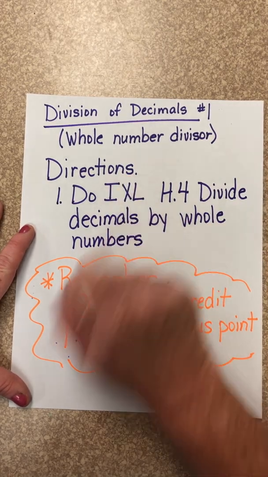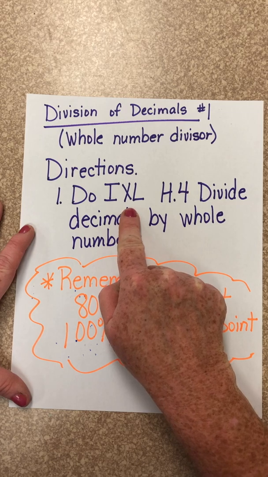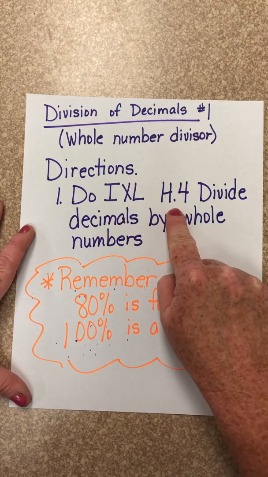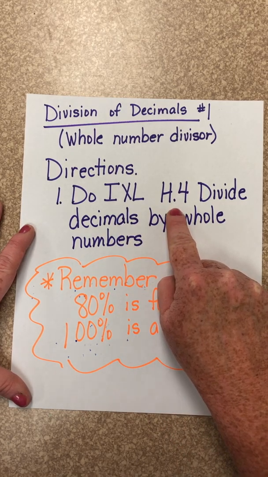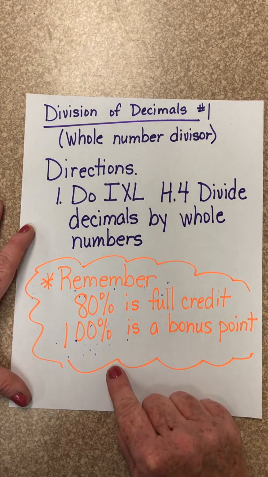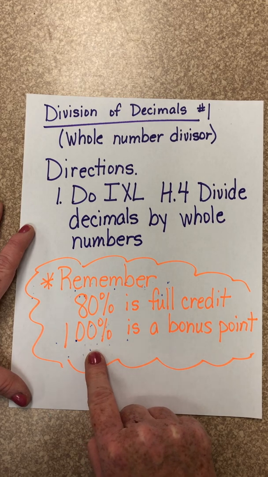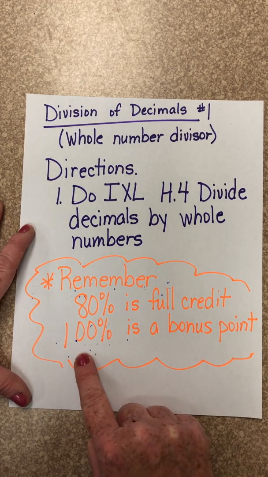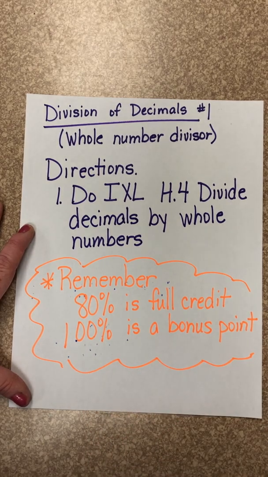So directions for this lesson, please go to IXL, do 6th grade H.4, and you should see divide decimals by whole numbers. Please remember that you need to go to 80% to get full credit, and if you work a little extra hard to get 100%, you will get a bonus point.